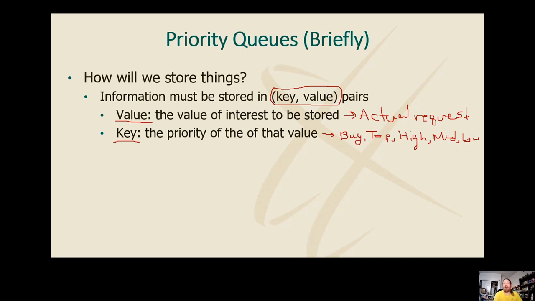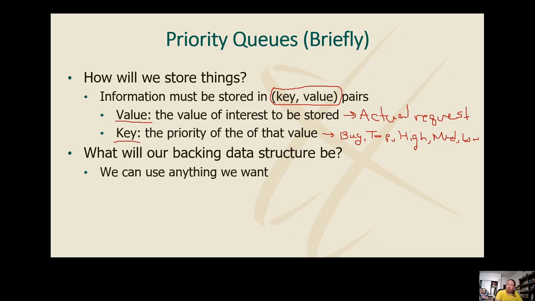Okay, so we have a priority queue. What's our backing data structure going to be? Now, if you're shrewd and you know how to metagame, you can probably guess where we're going to end up. But to be clear, we can use anything we want. And the naive example would be, well, let's just use a plain list. That's what we did for a queue. That's what we did for a stack. But then we want to get things out of the queue, out of our list, based on the priority.